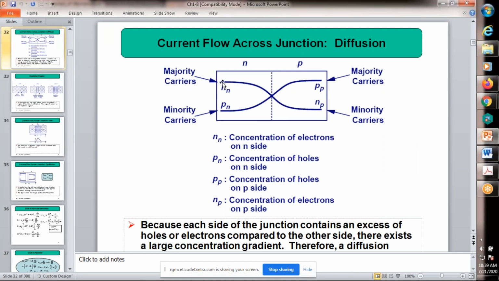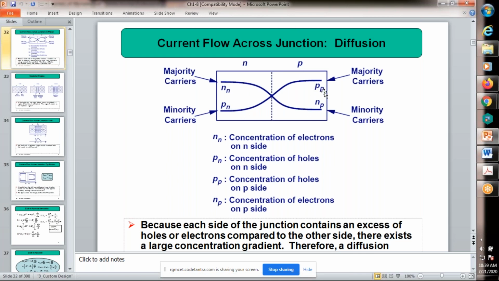What is Nn here? Nn indicates the number of phosphorus atoms. What is Pn? What is the Pn expression? Pn is equal to Ni square by Nd. Remember this one: Ni square by Nd. It is on the N side.